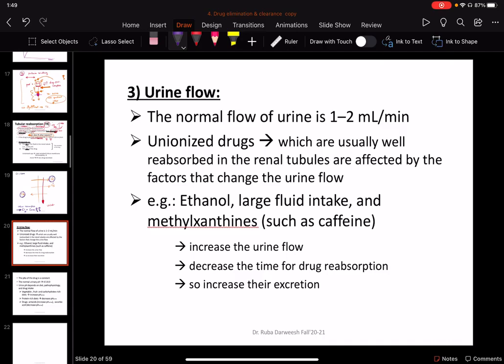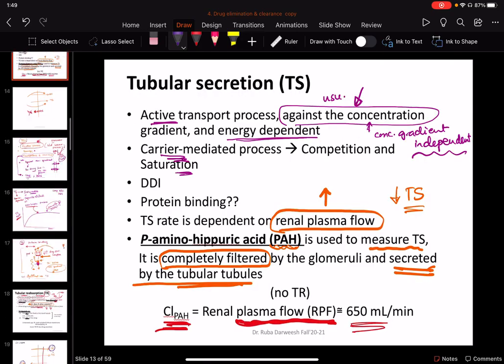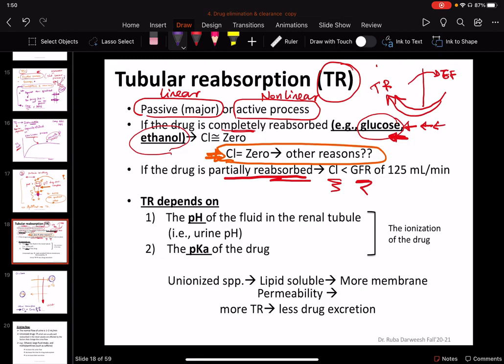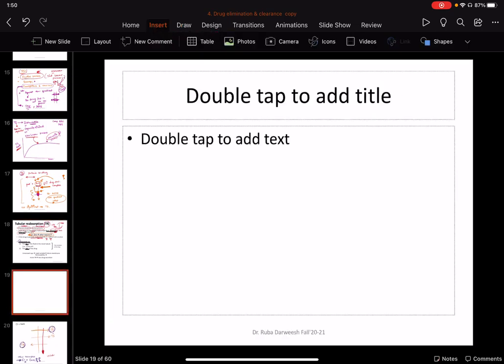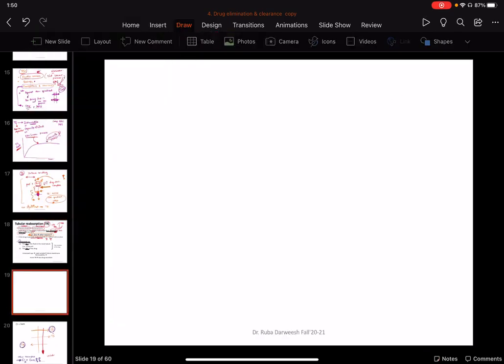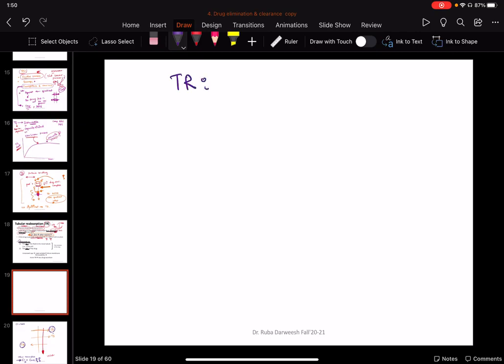Okay, let's go back to tubular reabsorption. Tubular reabsorption depends on two main things: factors related to the urine itself and factors related to the drug itself. The urine effect would be related to the flow of the urine or the pH of the urine.